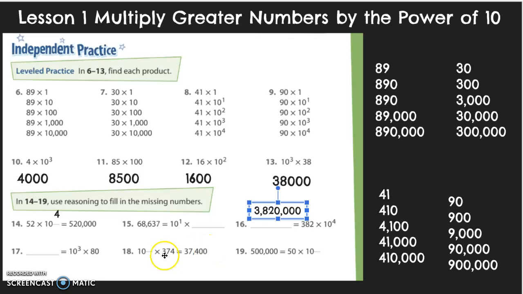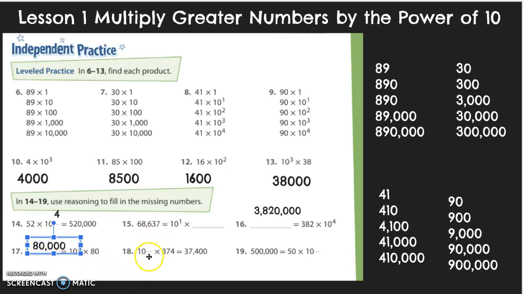3,820,000. Number 17, 10 to the 3rd times 80. Well, what would 80 times 1 be? It would be 80. Now I go add my 3 zeros from my exponent. So there's actually 4 zeros there.